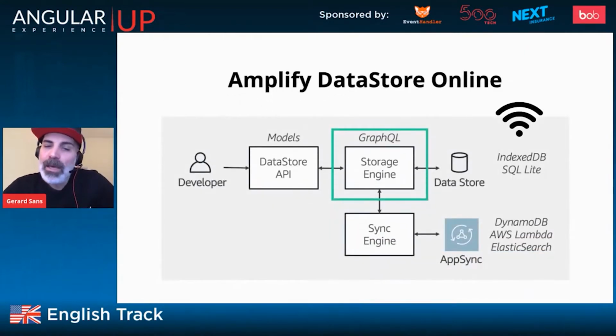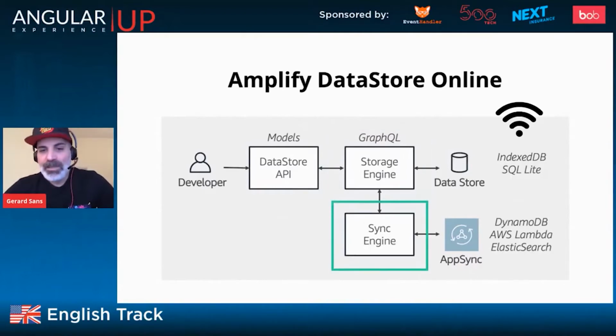When we go online, we are going to be using the sync engine. The sync engine is going to look into the data store, and any data that has been created while the user was offline is going to be synchronized automatically for you. It's going to be using GraphQL, and in this case, that's AppSync. AppSync is connected to DynamoDB, as I showed on the design, but you can also connect it to AWS Lambda or Elasticsearch. So these are a few options that you have available.